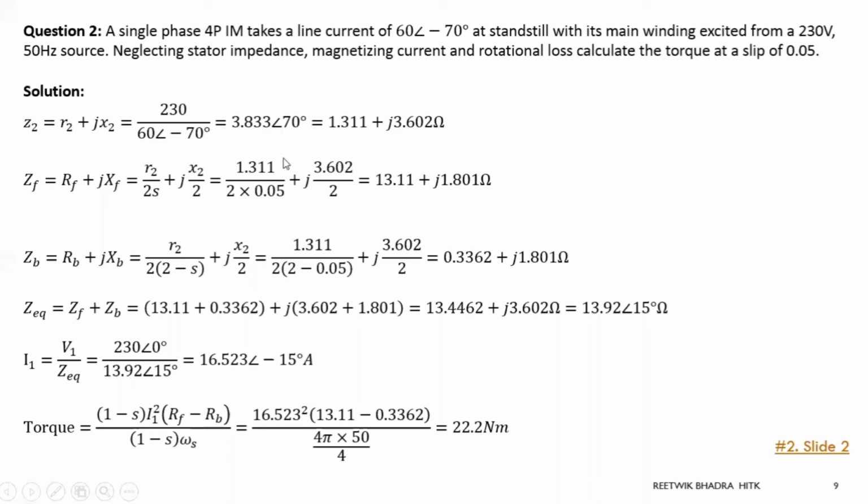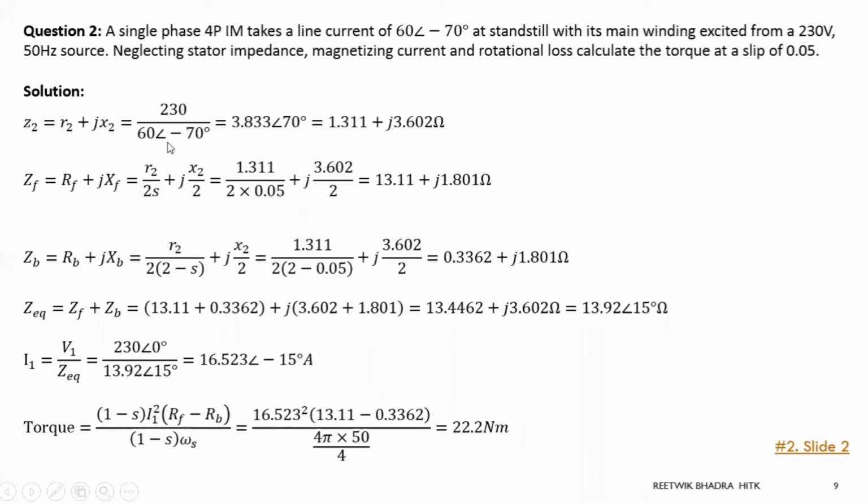If it were not standstill, we would have had to put the value of S in R2 by S. If the current 60 at an angle -70 were given at a slip of 0.05, then I would have used R2 by 0.05 plus Jx2 is equal to this. Then R2 by 0.05 would be equal to 1.311, so R2 is equal to 1.311 into 0.05. That would have been the actual R2 value in that case.